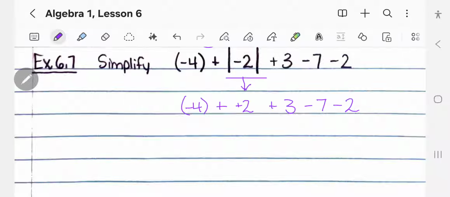Now, let's treat this like the problems we just learned. Okay, so they're mixing an old problem with a new problem. Let's go in and put everything in parentheses. And then let's rewrite it with addition symbols between them. We already had one here.